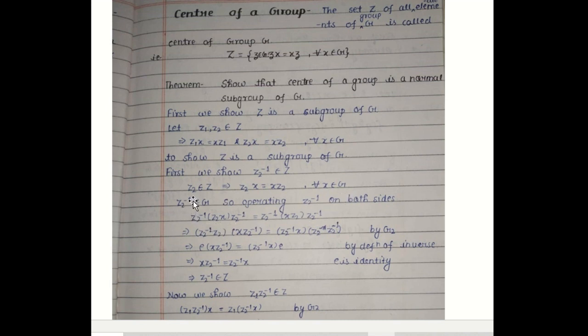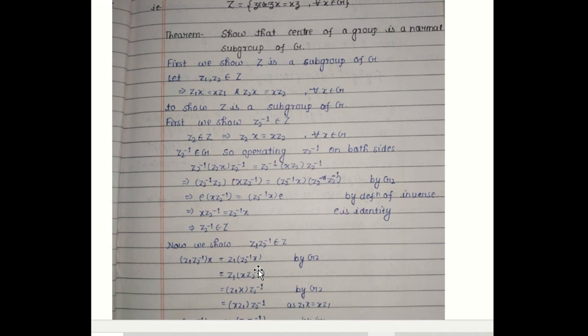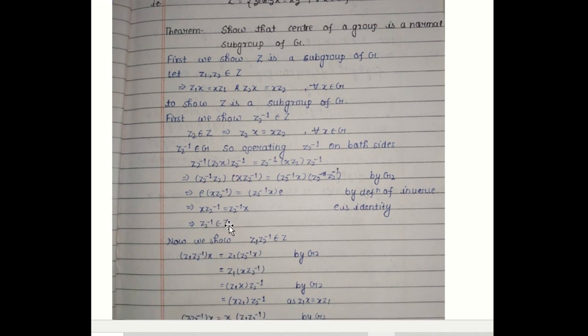Now Z2 inverse, since Z is a set taken from G, so this Z2 will also be in G, and G is a group, so Z2 inverse will be in G. By operating Z2 inverse on both sides of this equation, we will get this. Using the commutativity, we have this, and this implies that Z2 inverse also commutes with x. So if Z2 commutes with x, then Z2 is in the center. So now Z2 inverse commutes with x, this implies Z2 inverse belongs to center Z.